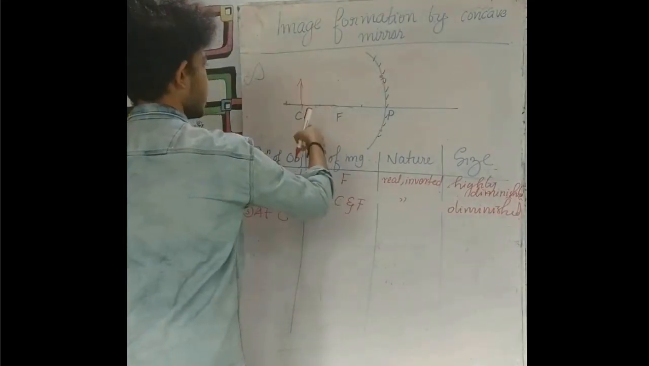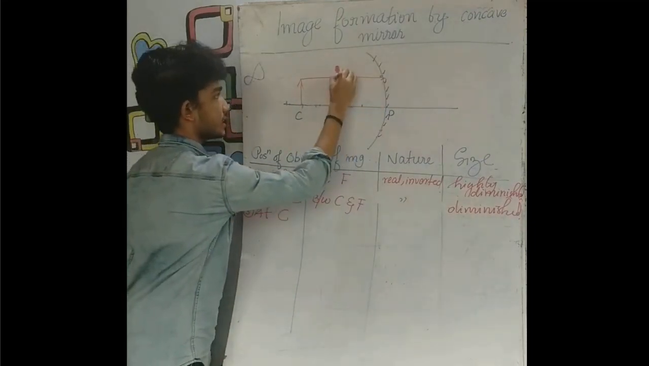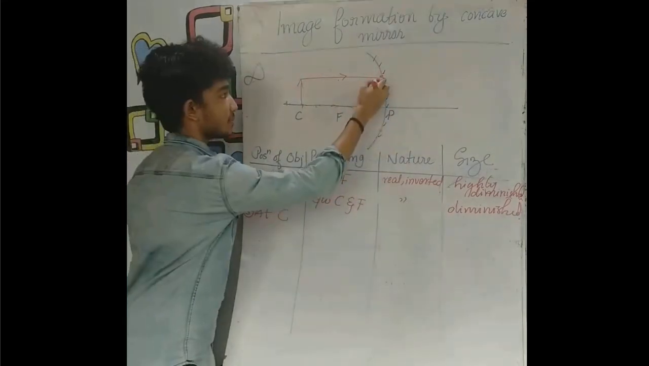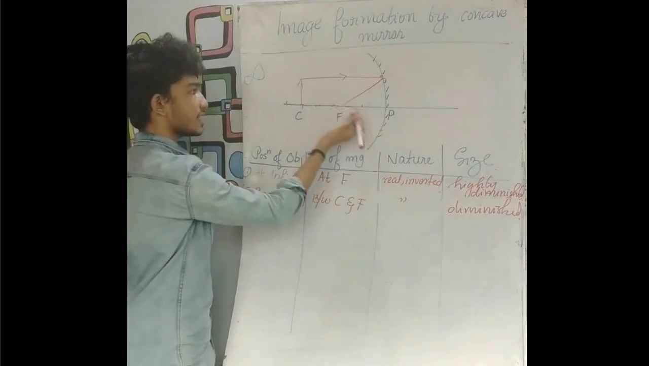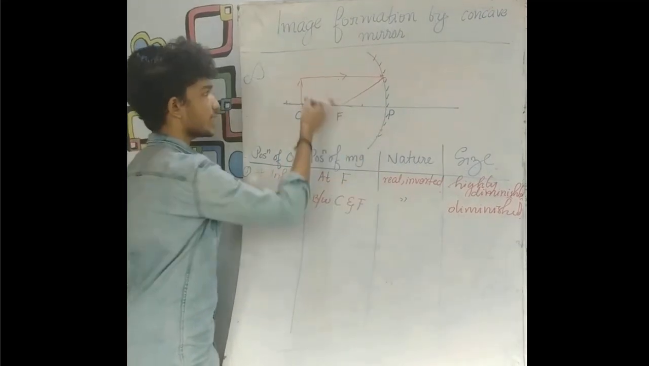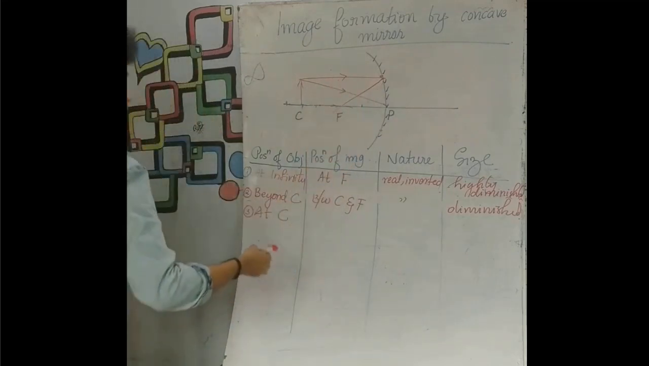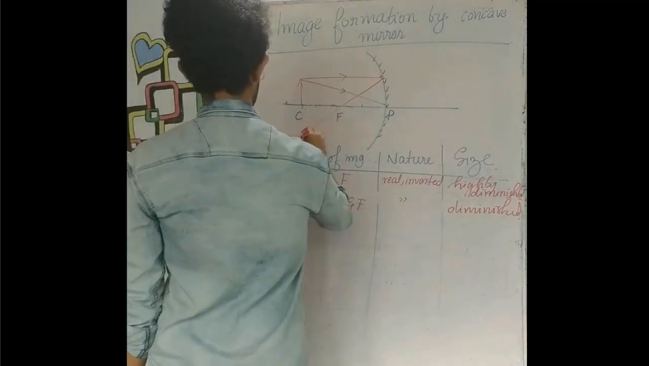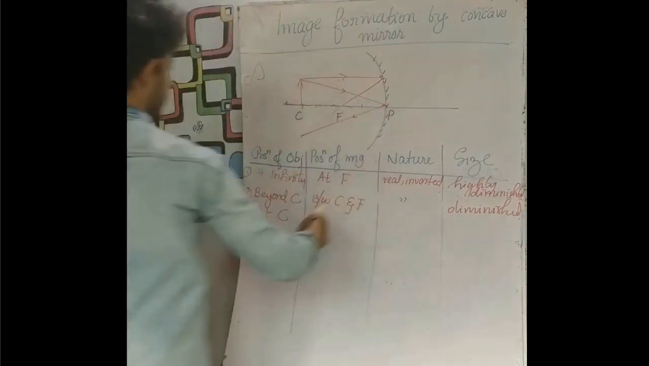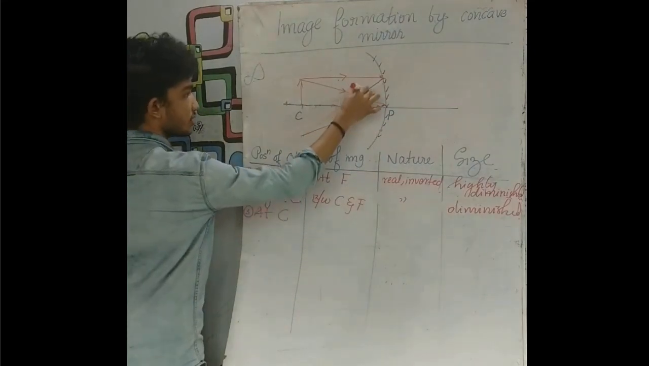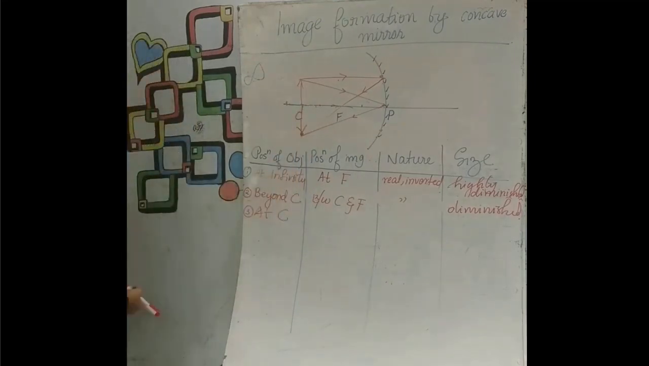This is the object. So we have to consider two rays. First one, let it be parallel to the principal axis. The one which is parallel to the principal axis, after reflection passes through the focus, and the next ray we can take passing through the focus or obliquely. Let us take it obliquely, striking the principal axis obliquely. Now after reflection, it passes obliquely. And now these two reflected rays are meeting at this point, and let us draw the formation of image.